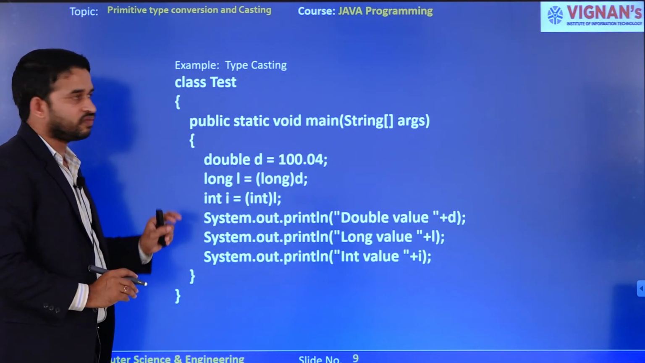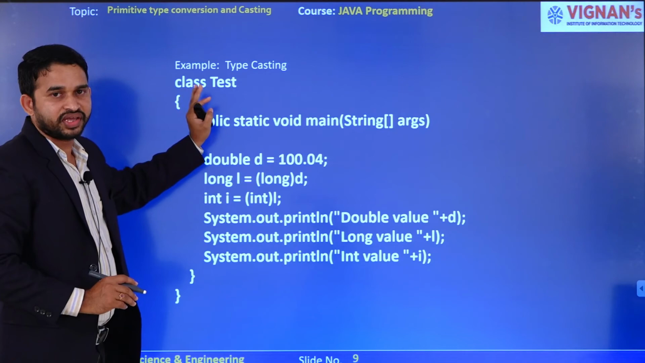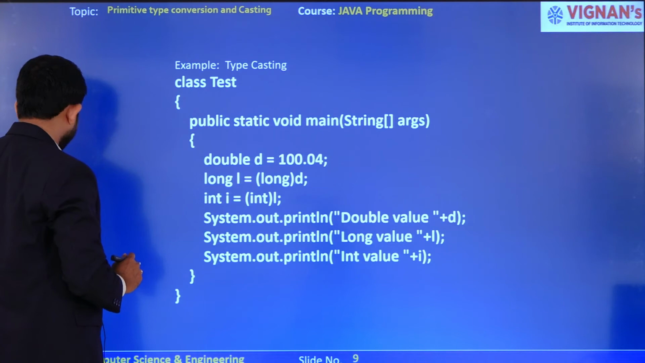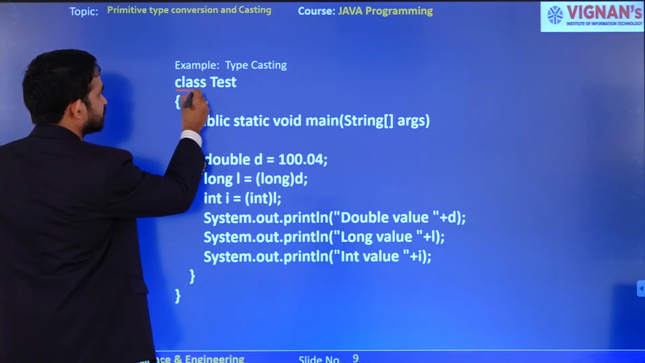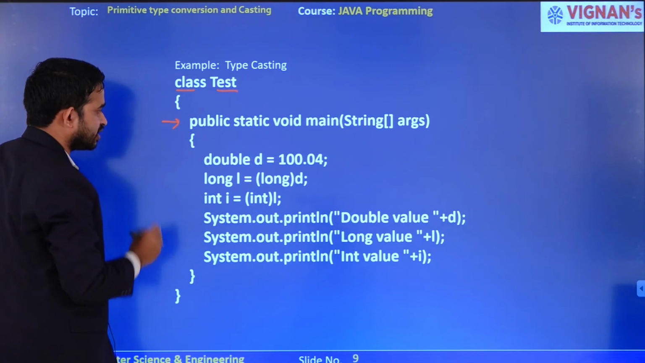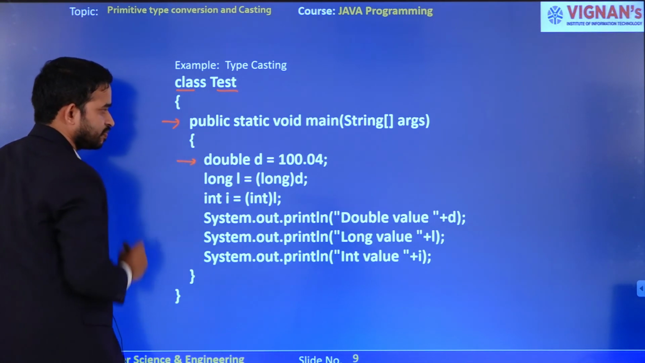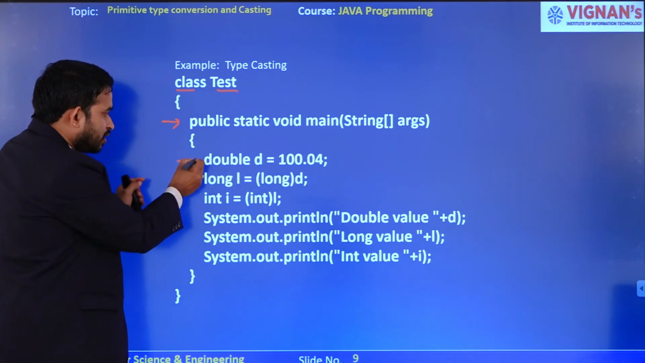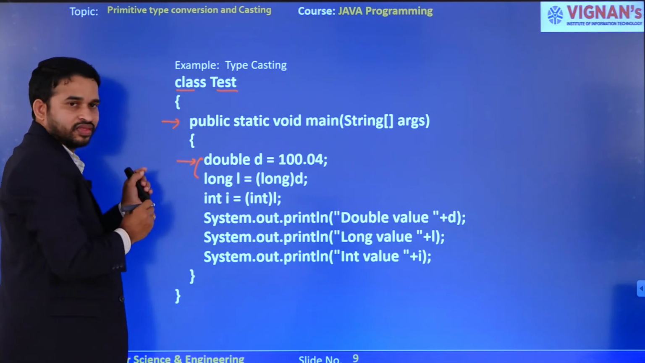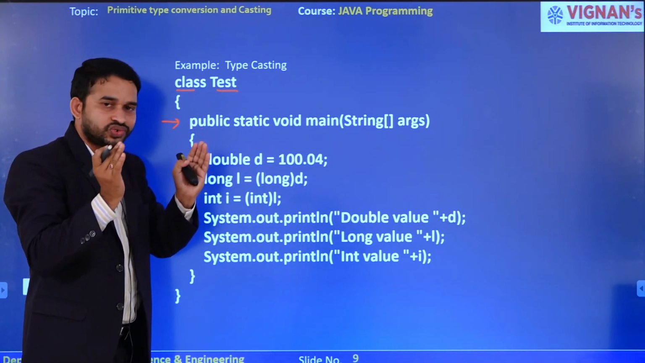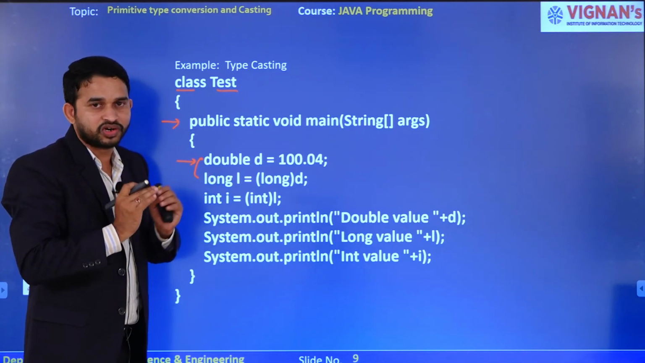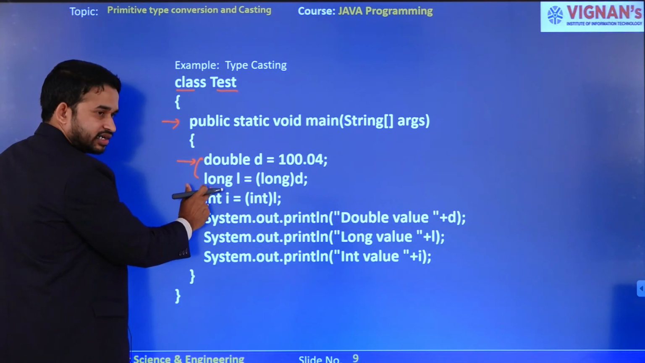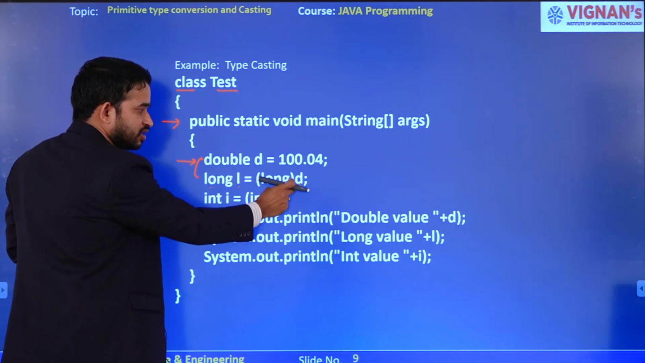Here this is the example program for narrowing conversion, or casting, or explicit conversion. In this example, I declared a class that is Test. This is the main method we generally use. Here I declared double d = 100.04, then long l. When compared to double, long is small. A big data type value I want to store in a small data type. In general it is not possible, but this is possible by using the previous format. What is the syntax here? Target data type, then the particular variable.